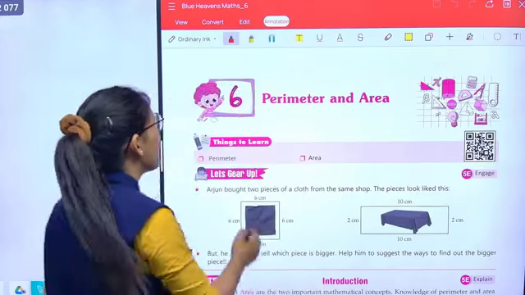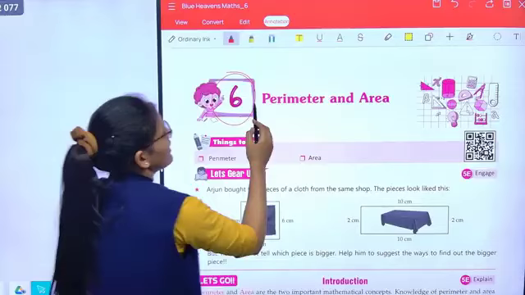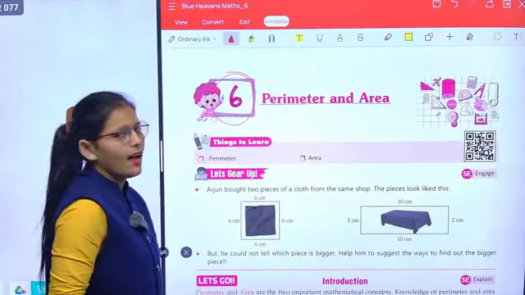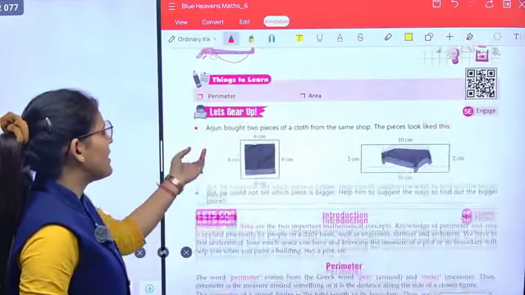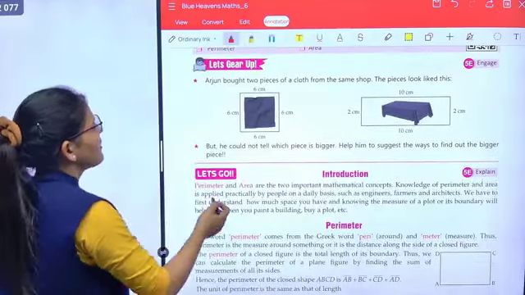Students, today we will have chapter number 6, that is perimeter and area. Perimeter and area class. Now let's start the chapter.